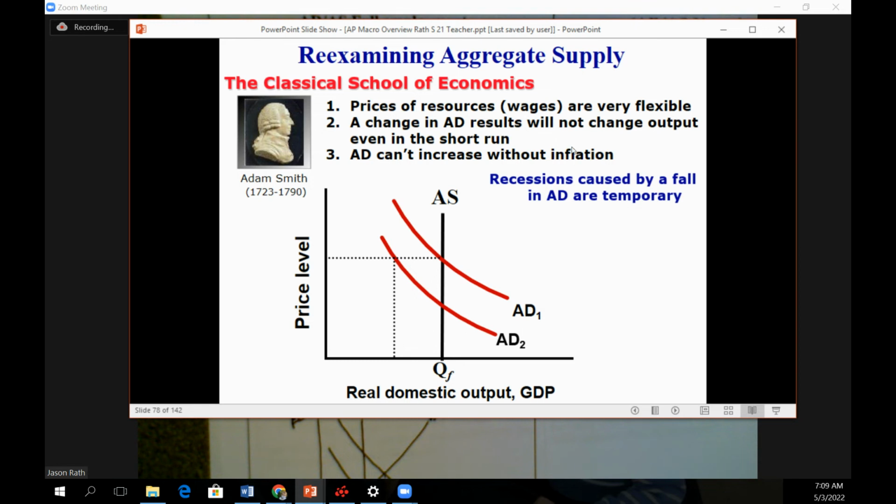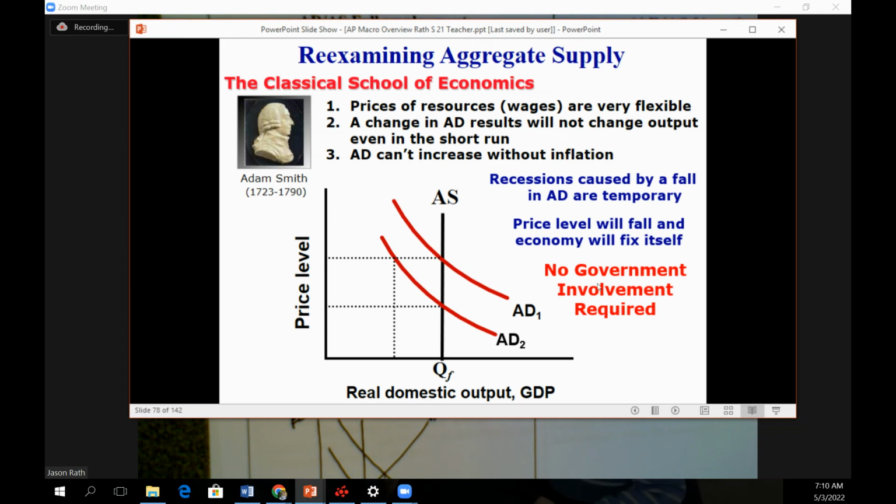And so this is the classic look. Price level will fall and the economy will fix itself. So if the price level falls, the economy will fix itself. That's kind of the, remember the Adam Smith laissez-faire approach, kind of hands off, let the economy fix itself. Let's not have the government get too involved in trying to fix or correct things. So that's essentially what the classic model is. So no government involvement is required. The economy will just adjust. People take lower wages, things of this nature.